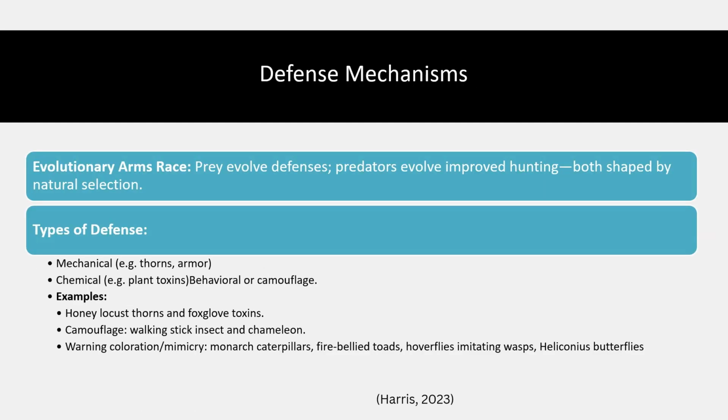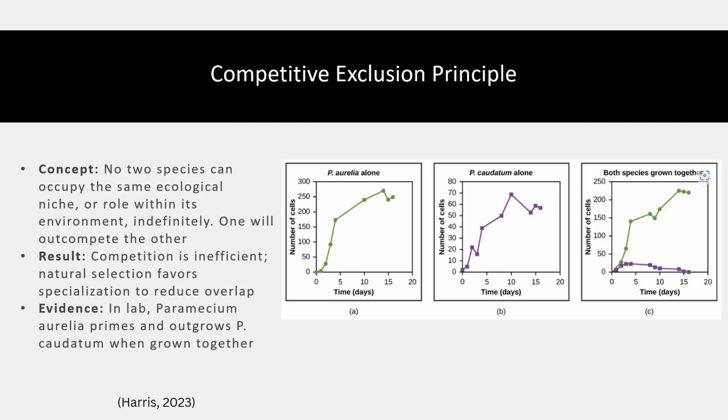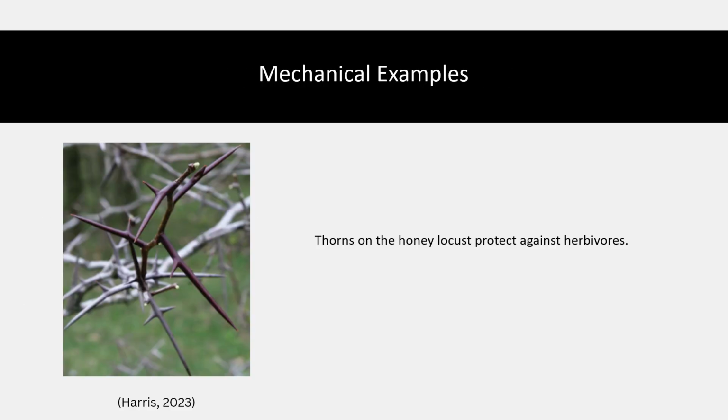Predators and prey can also influence each other's evolution over time. This can lead to the development of defense mechanisms. Things that are mechanical, chemical, they can be behavioral or camouflage, or what's considered mimicry. Let's take a look at some of these defense mechanisms.